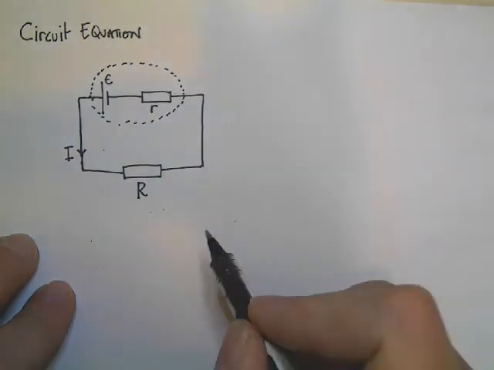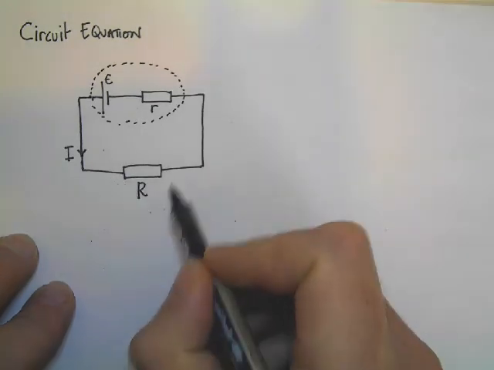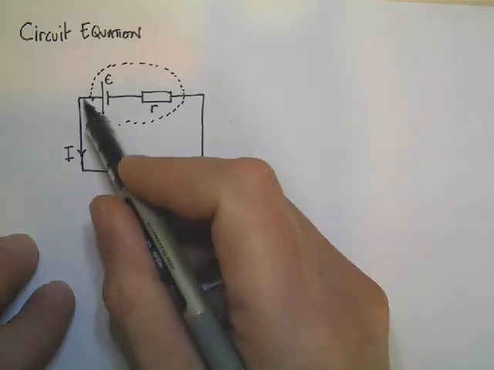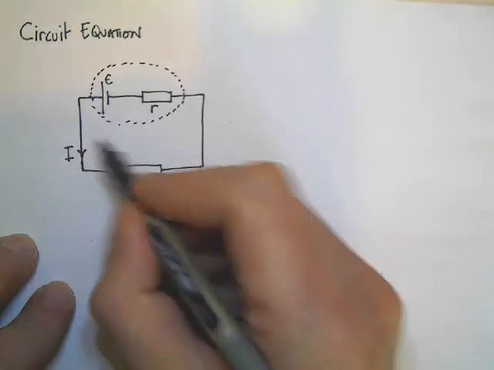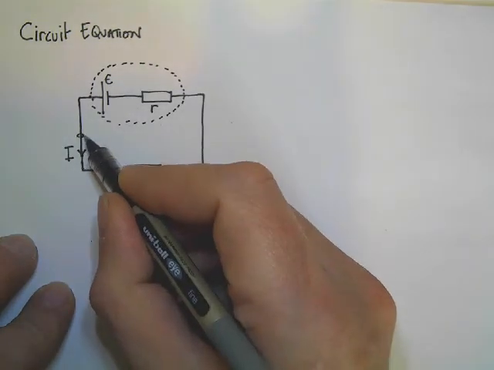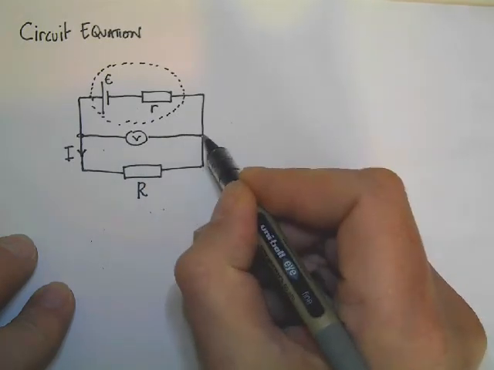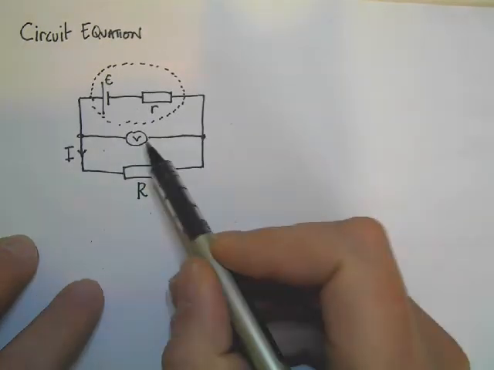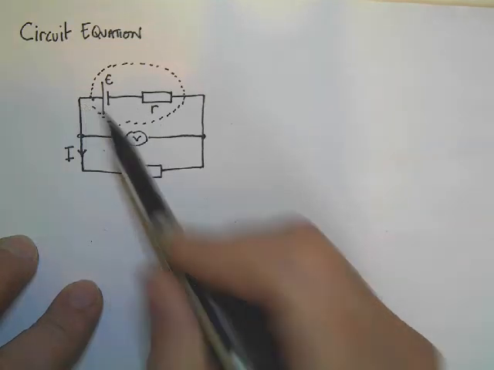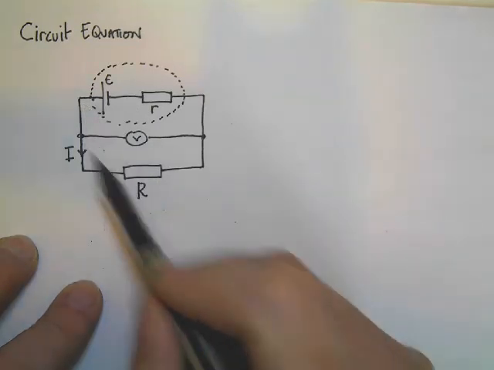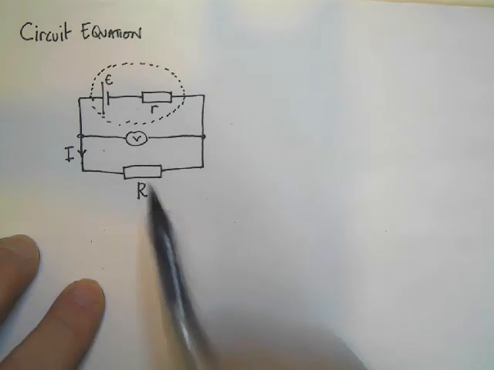So what I can do is place a voltmeter either across the resistor or across the entire cell. And if you think about it, that's the same thing. So I'm going to place it across the middle here. And you can think of what it's reading two ways. You could say that it's reading the terminal potential difference of the cell, or it's reading the potential difference across this resistor, because they're the same thing.